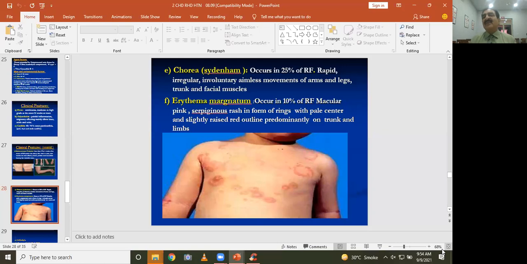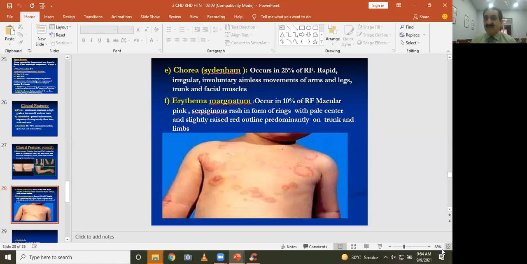This is called Sydenham chorea, named after the person who discovered it, Sydenham. There is a rapid jerky movement. This is a pathognomonic sign of rheumatic fever if there are no other signs and symptoms and only the chorea is there, and you can see that. But it occurs in only 25% of the cases.